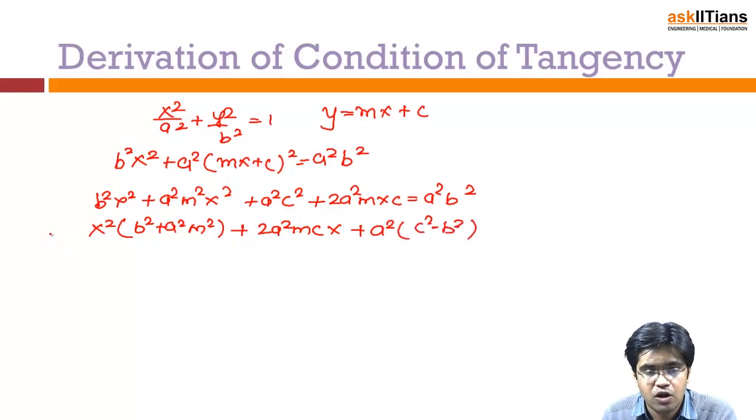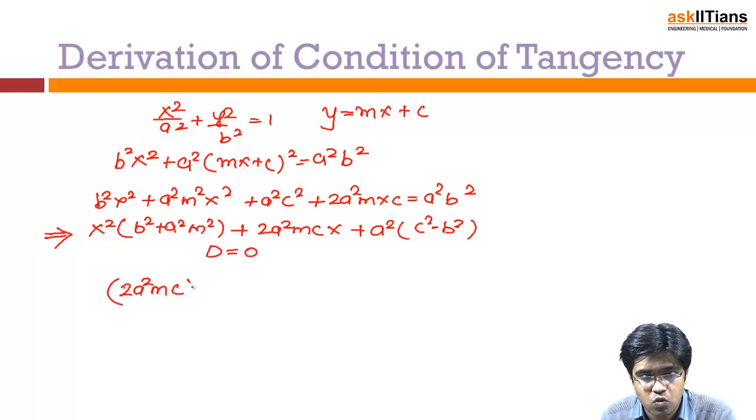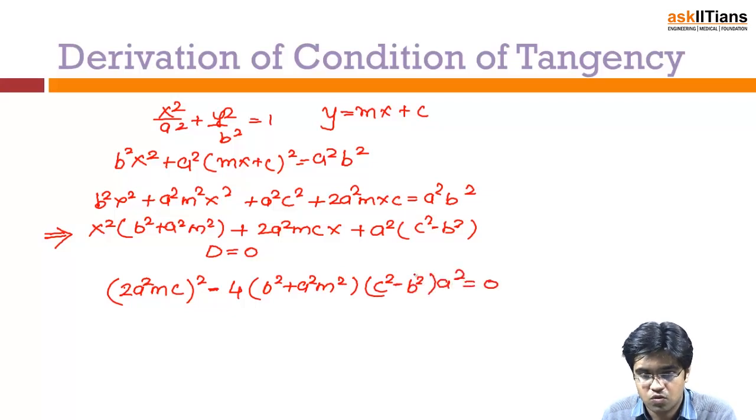Now this is the quadratic equation in x. We know that for the condition of tangency, the discriminant has to be equal to 0. That means b square minus 4ac of this quadratic equation. So if I put the discriminant equal to 0, that means (twice a square mc) whole square minus 4 times (b square plus a square m square) times (a square c square minus a square b square) is equal to 0. So this is the condition of tangency.